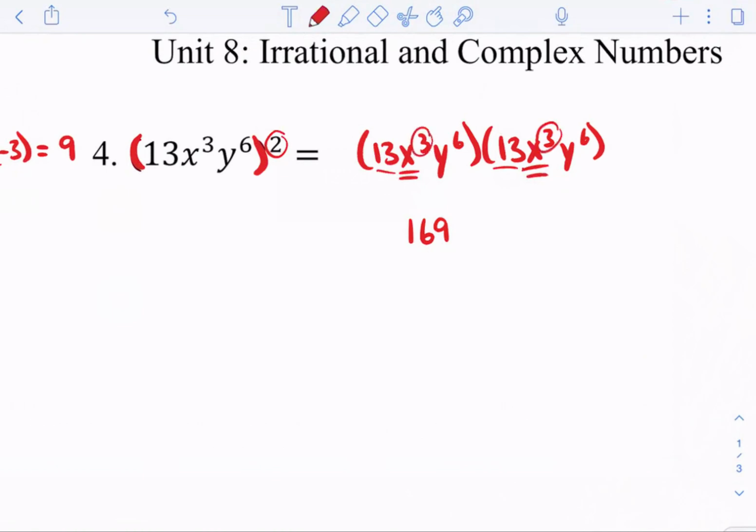If you remember, when you multiply with the same base but a different exponent, or even the same exponent, you have to add them. So if I have 3 here and 3 there, I should have 6 total. And for the y's, if I have 6 here and 6 there, I have 12 total.